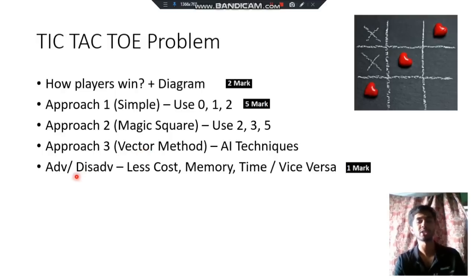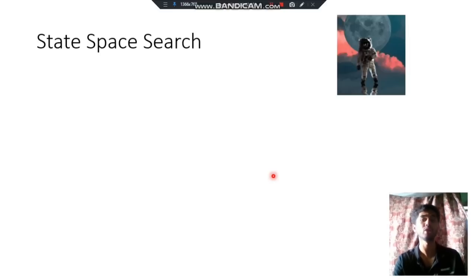And advantage, disadvantage, for all the questions you have to write just simple things. It reduces the cost, and it takes less time for computation, and uses fewer resources, and so on. So these are the things. And for the disadvantage, just write the opposite of it. Moving on, we have the state space search.